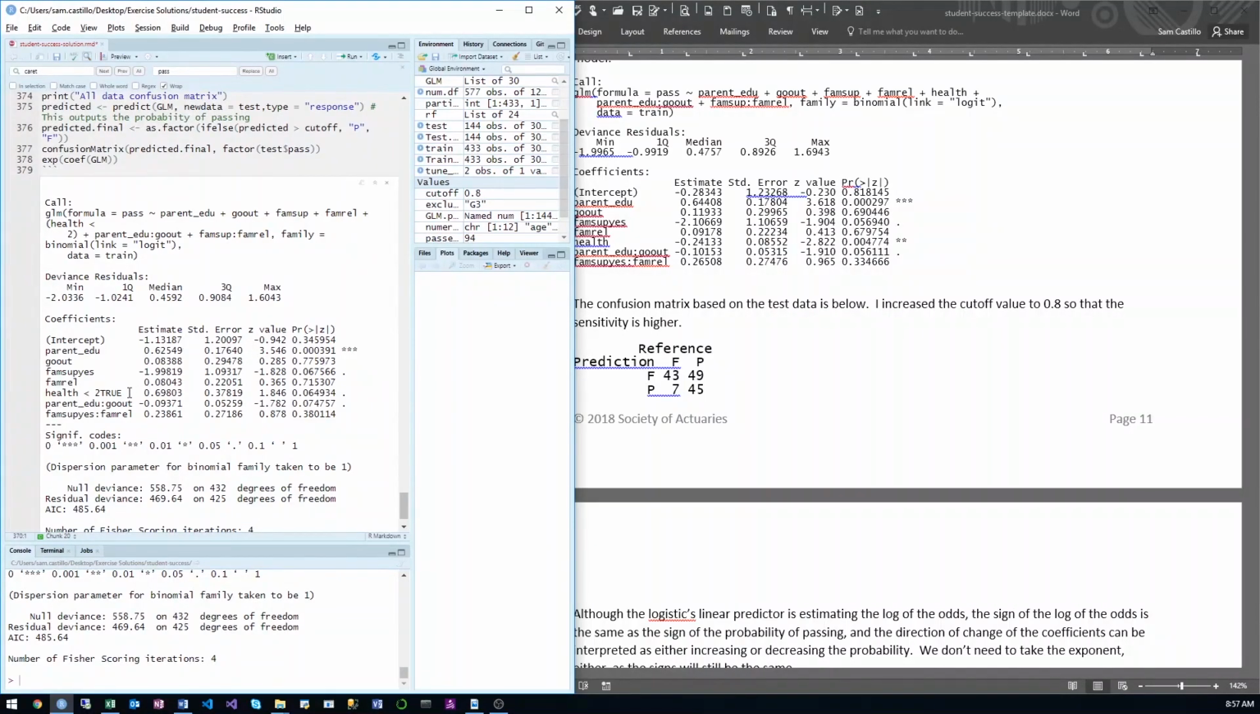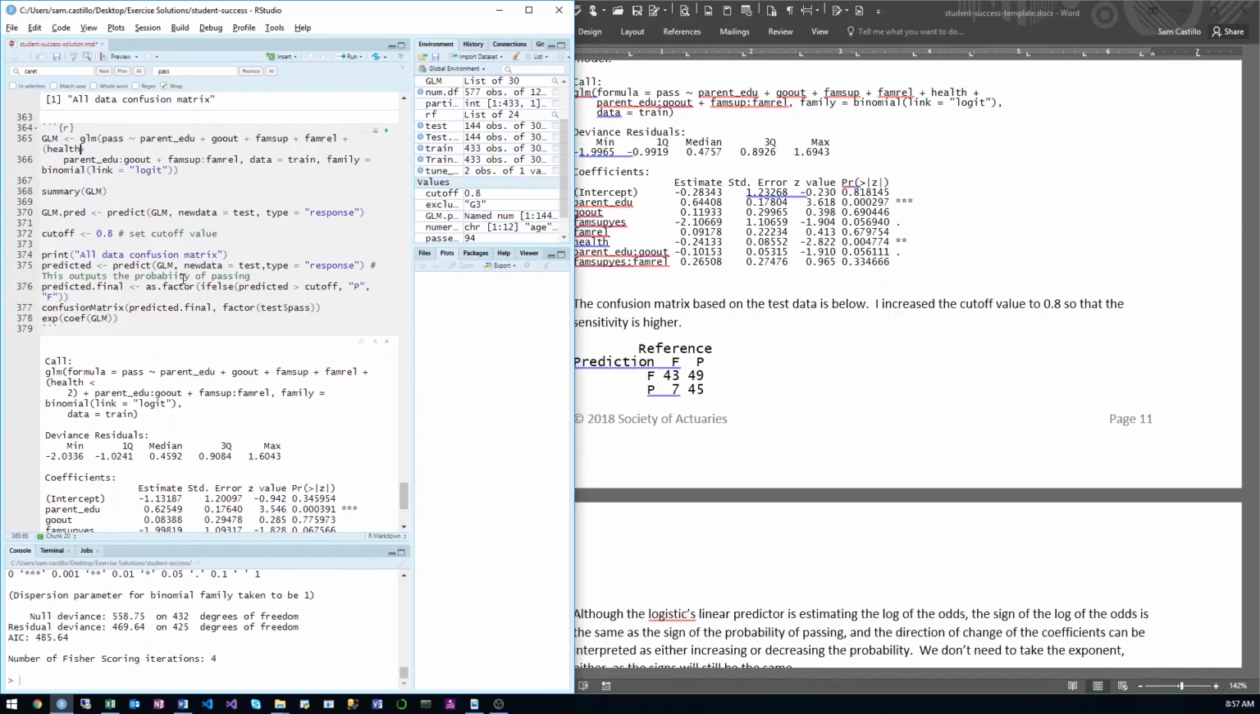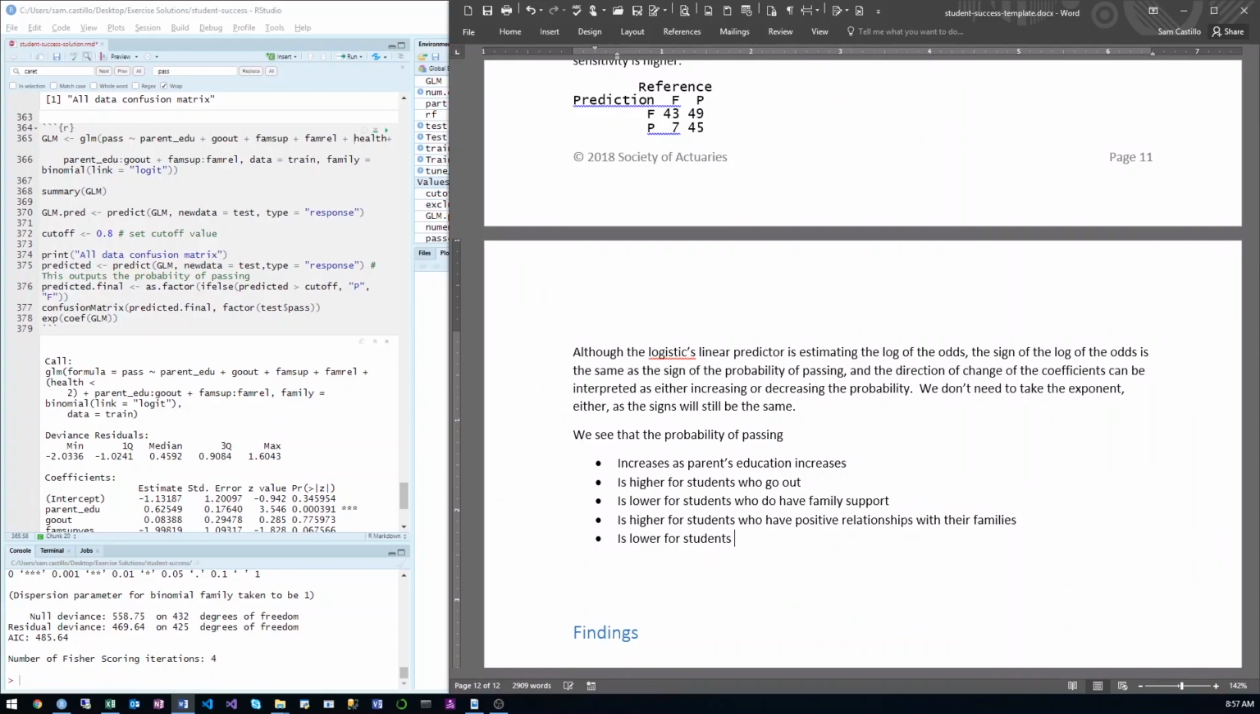Health less than 2. Okay, the coefficient's positive. That would mean that patients who have bad health are more likely to pass. That just seems counterintuitive to me. Okay, I won't change it. I'll keep it as it was. Lower for students who have a high health status.